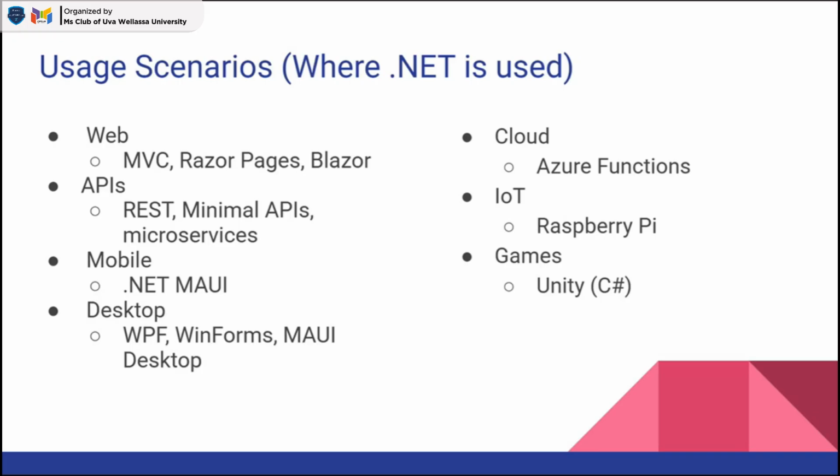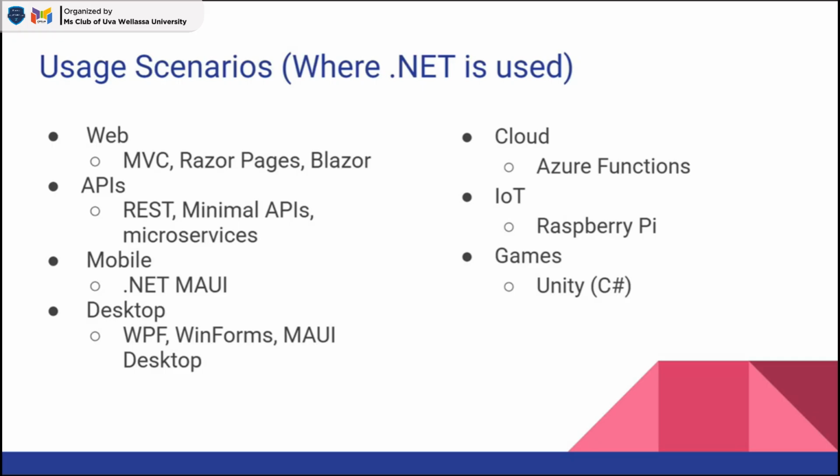And also we have desktop applications: WPF is there, WinForms is there, and we also have MAUI for desktop applications with .NET. And we can write Azure Functions, because Azure is produced by Microsoft, but we can also write AWS Lambda functions with .NET, right?